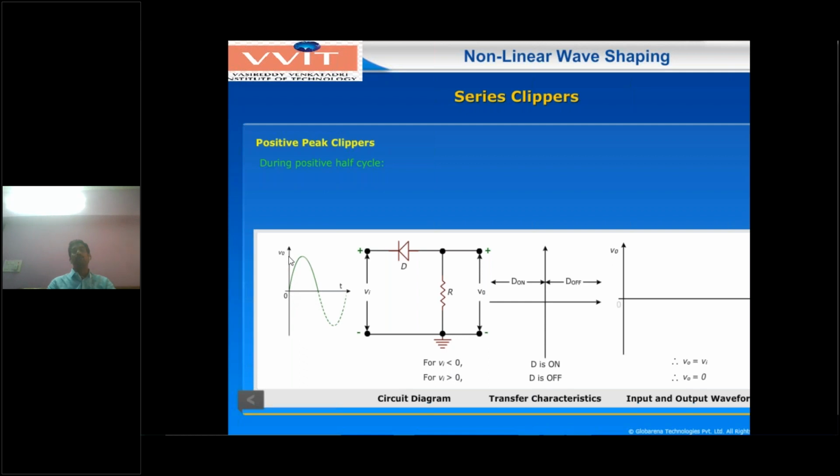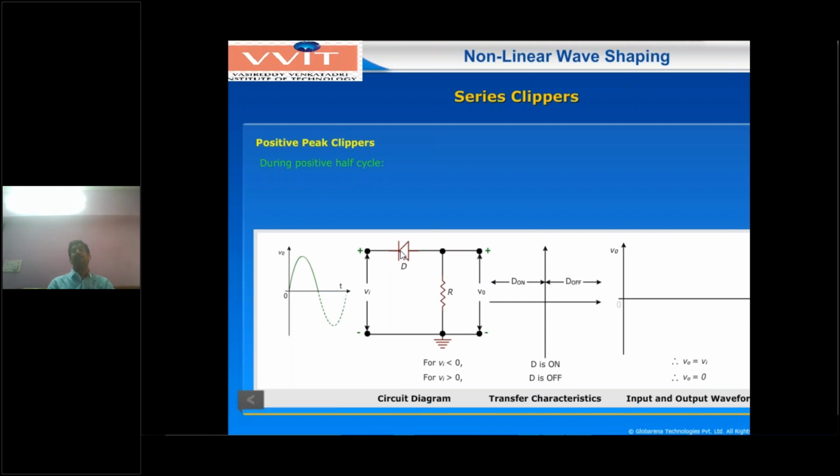Now you are applying the positive peak. Positive peak means the VI greater than 0 condition. So positive voltage means the diode cathode terminal will be more positive compared to the anode voltage. That's why the diode will be in reverse bias condition. The diode will be off.